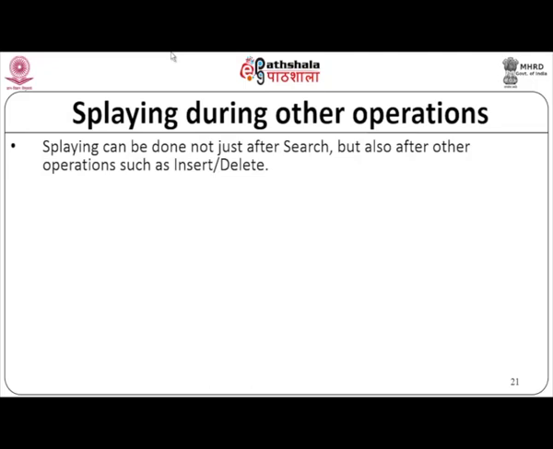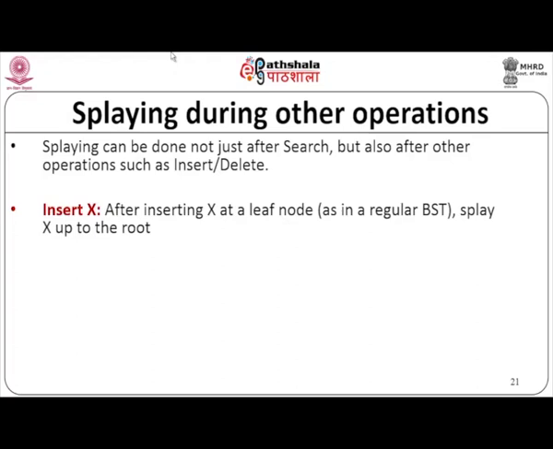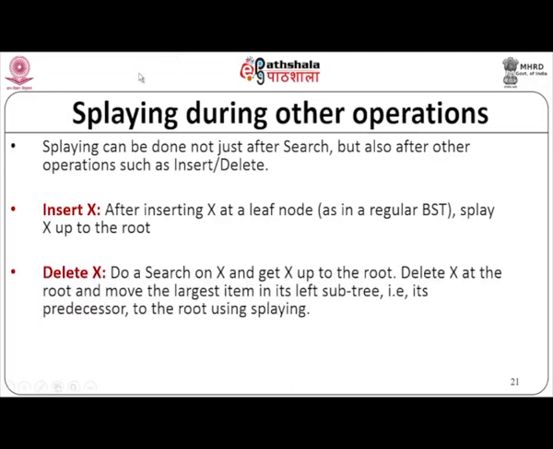Splaying can be done not just after search, it can be done after operations such as insertion and deletion also. Insert means after inserting x as a leaf node, as in a regular insertion, you splay that x up to the root. Deletion: do a search on x and get x up to the root, delete x at the root, and move the largest item in the left subtree, that is the predecessor, up to the root, or the successor. This is a normal deletion. So, you splay it in such a way.